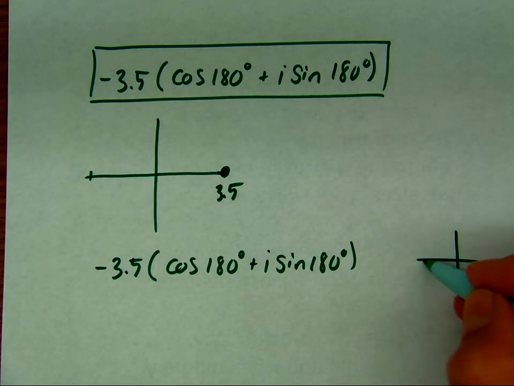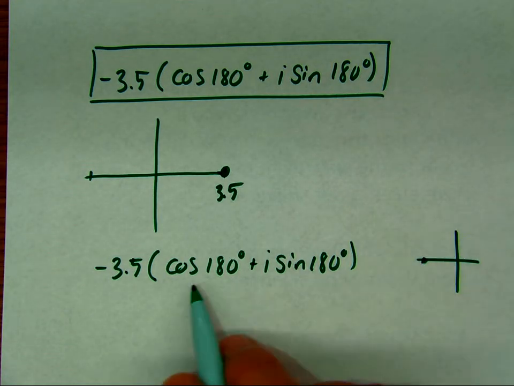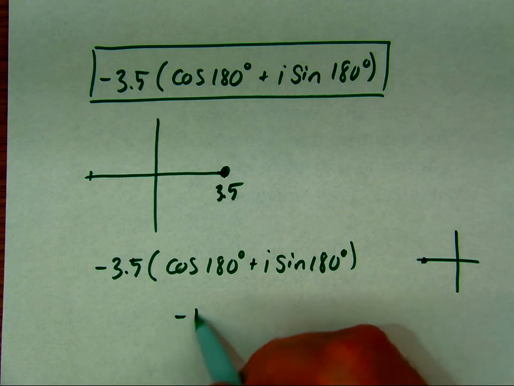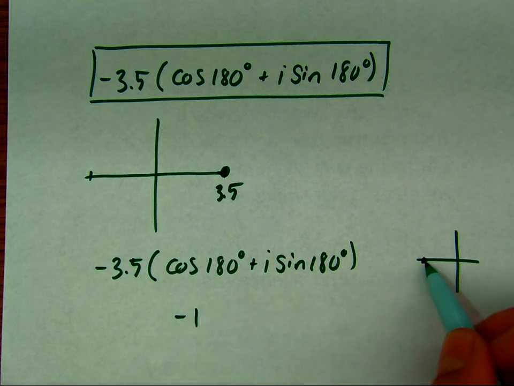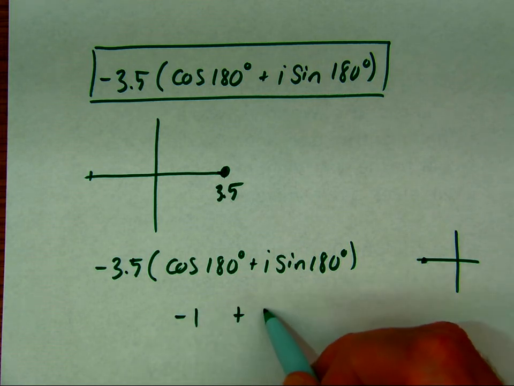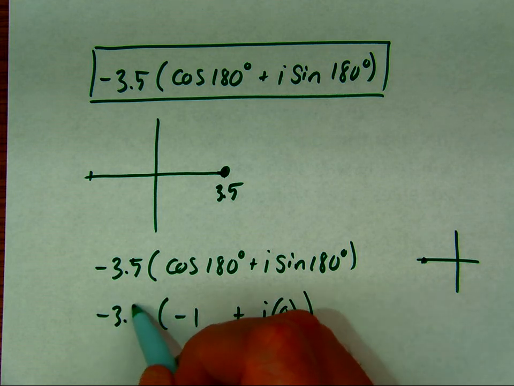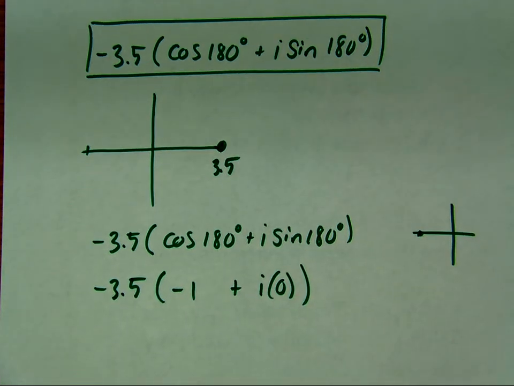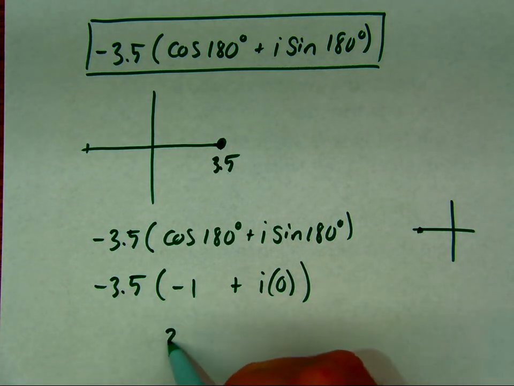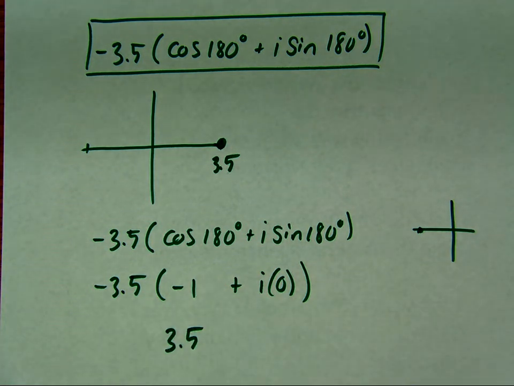So 180 is here, and cosine is negative 1. Sine, the y value, is 0, so we have i times 0. And we just distribute, we get 3.5 is the complex number with no imaginary part.